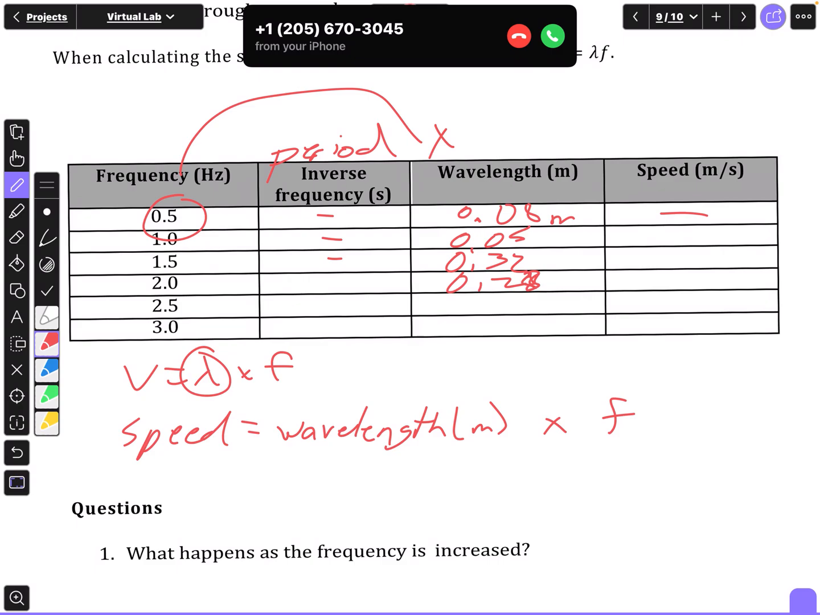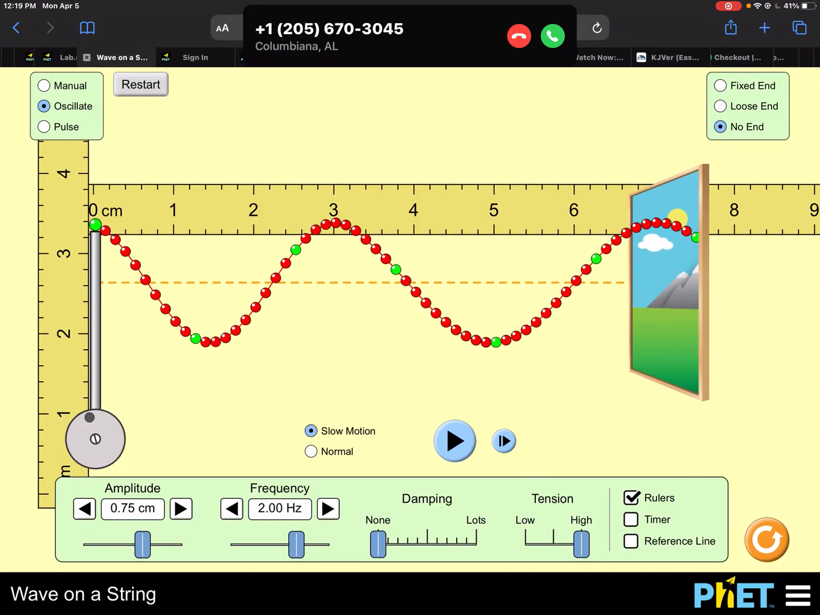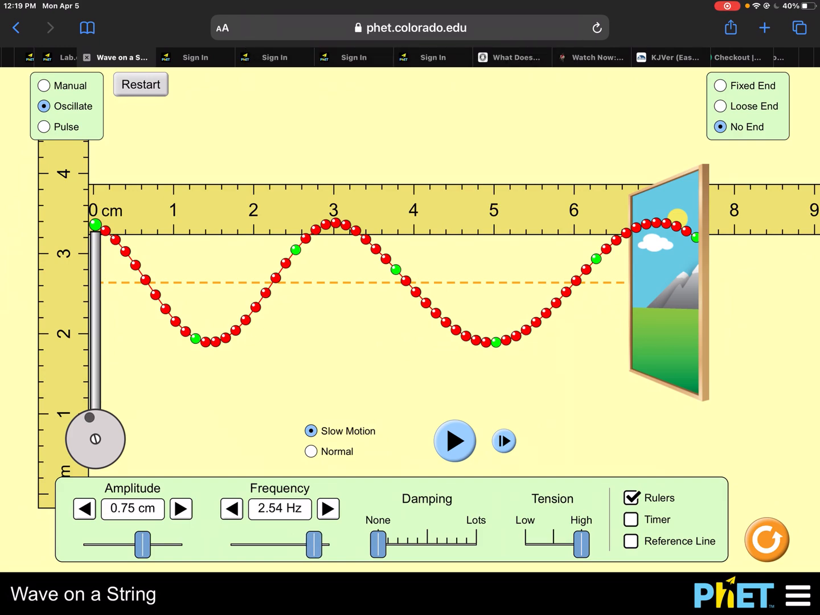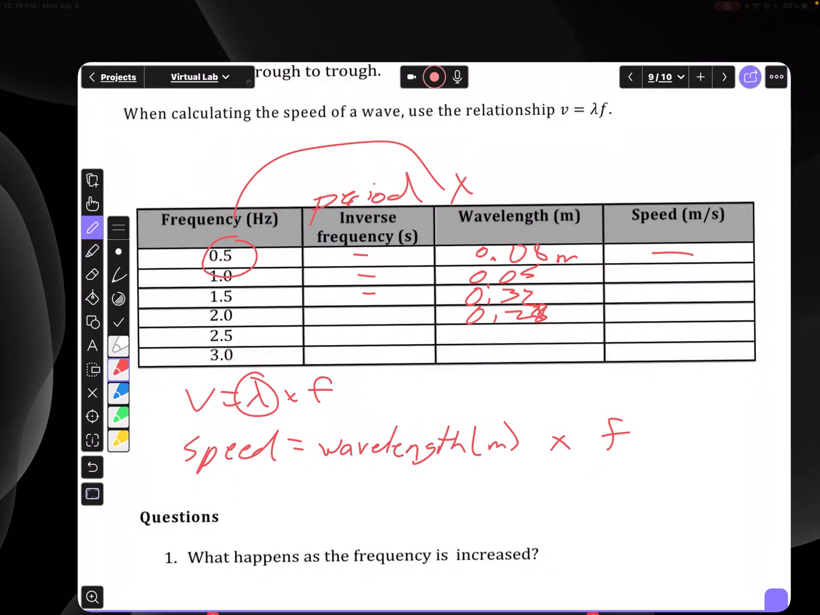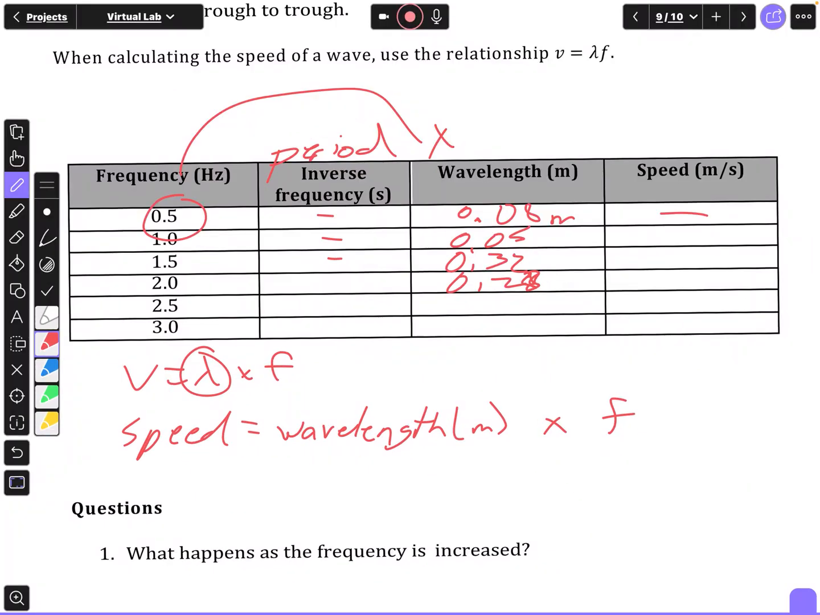And then you go to the next one, set it at 2.5. Again, measure looking at where the green is until the next green crest, which is about 2.5 to 2.6. So divide that by 100, and that'd be your next wavelength measurement. Then when you come back, you're going to take your frequency column and multiply it by your wavelength.